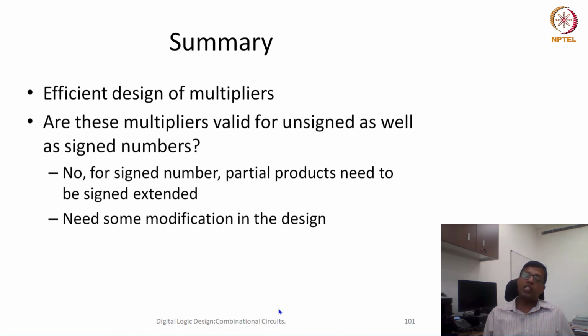If I do sign extension of each of the partial products, then all of the techniques which we have discussed today will work in the same way. The only thing we have to do additionally is to handle this sign bit or sign extension. We have to have additional full adders which will take care of this sign bit, which will do sign extension, and the signs will also be added along the path. There won't be any impact on the delay.